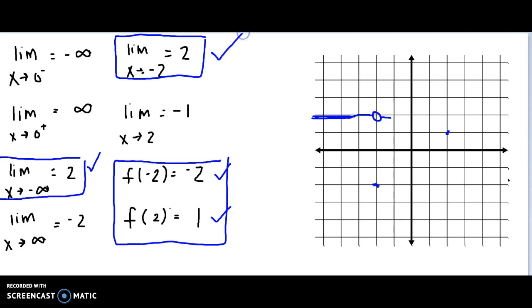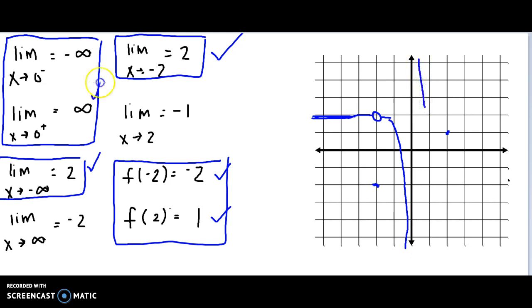My next leftmost value is 0. I notice that from the left and from the right-hand side, I have two different values. So as I approach 0 from the left, I go all the way down to negative infinity. And as I approach 0 from the right, I go up to positive infinity. So those are all set.